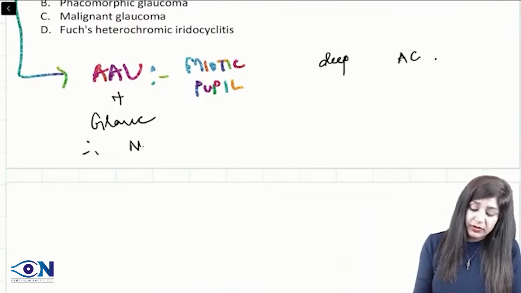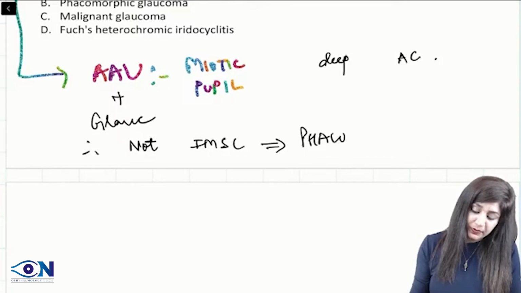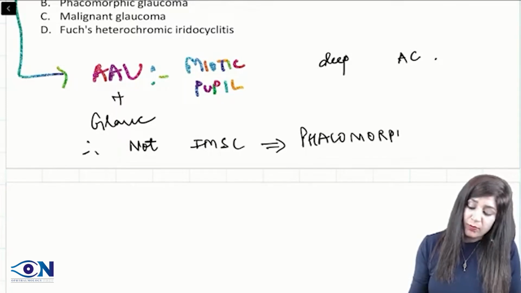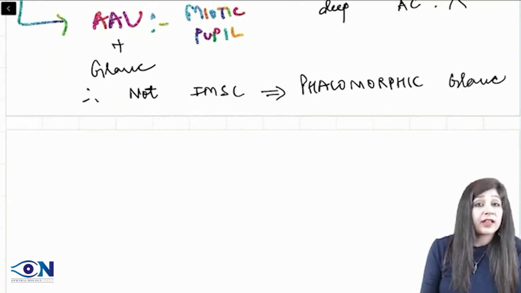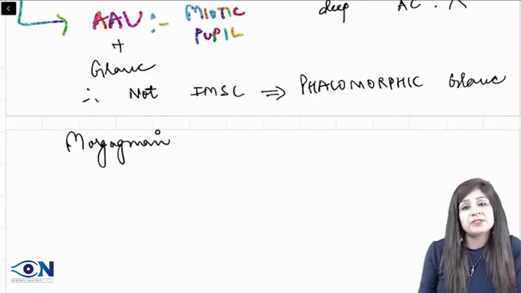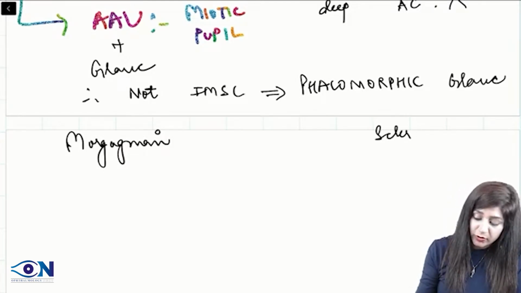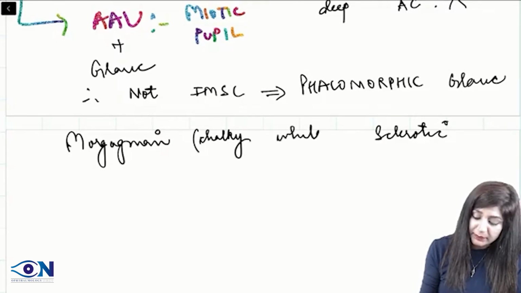Therefore, it is not the immature senile cataract because immature senile cataract will lead to the phacomorphic glaucoma, and phacomorphic glaucoma will not have the deep anterior chamber. Then another type of glaucoma that we can have is by the Morgagnian type of the hypermature senile cataract or we can have the sclerotic type. So in both the varieties it will be chalky white in color or milky white in color.